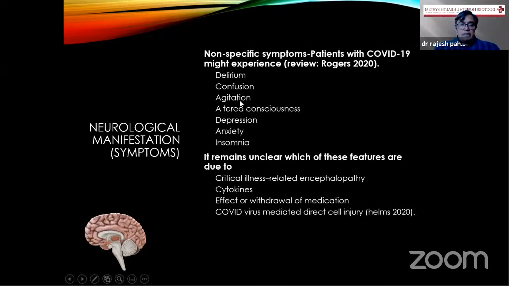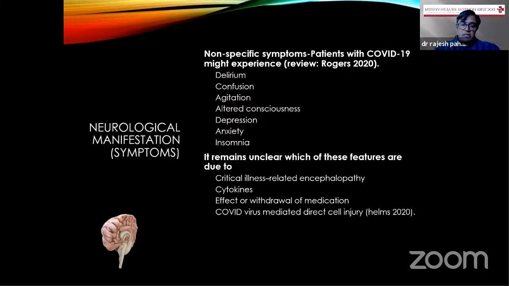Another study described a few more non-specific symptoms consisting of delirium, confusion, agitation, altered consciousness, depression, anxiety, and insomnia. And it still remains unclear which of these features are due to critical illness-related encephalopathy or drug-induced encephalopathy, or because of pro-inflammatory cytokine release, or withdrawal or effect of medication, or because of COVID virus mediated direct cell injury.